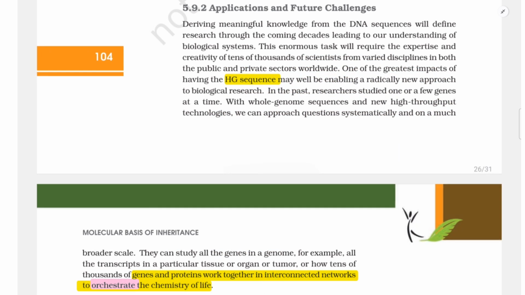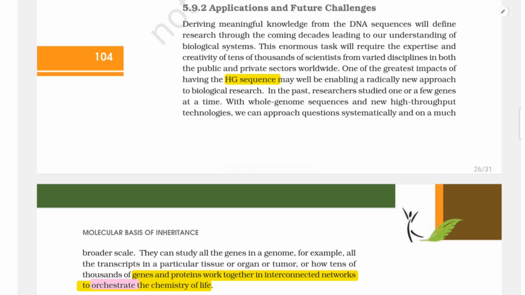Deriving meaningful knowledge from the DNA sequences will define research through the coming decades, leading to our understanding of biological systems. This enormous task will require the expertise and creativity of tens of thousands of scientists from varied disciplines in both the public and private sectors worldwide.